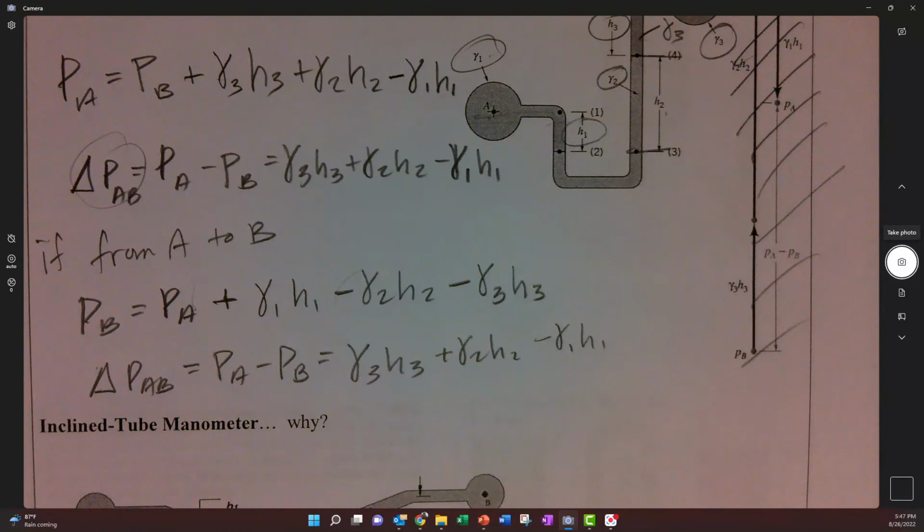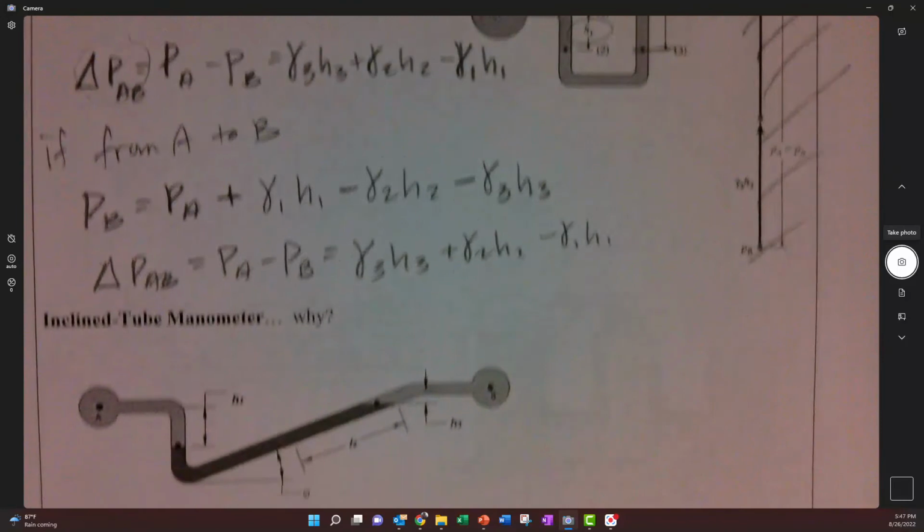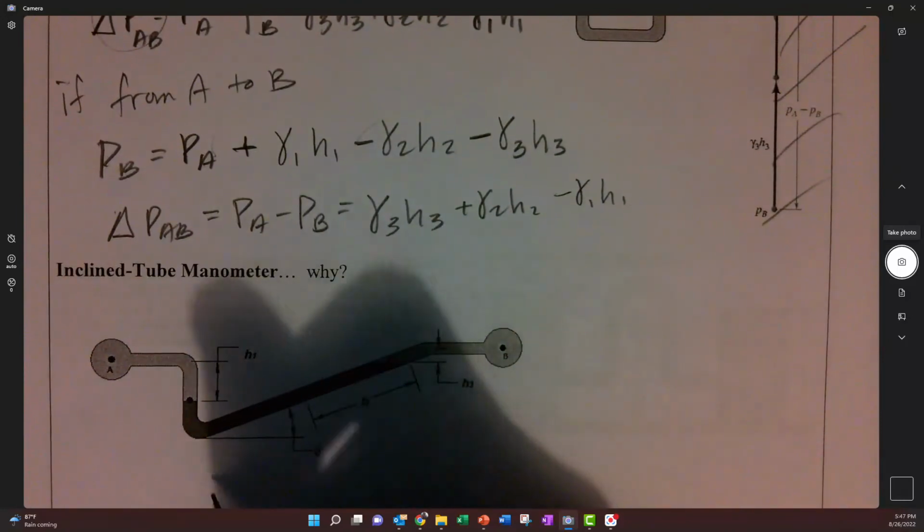And how am I doing? Can I finish all this? I think I can. I'll go ahead and finish it. So this is all the manometers. I only have one page after this.